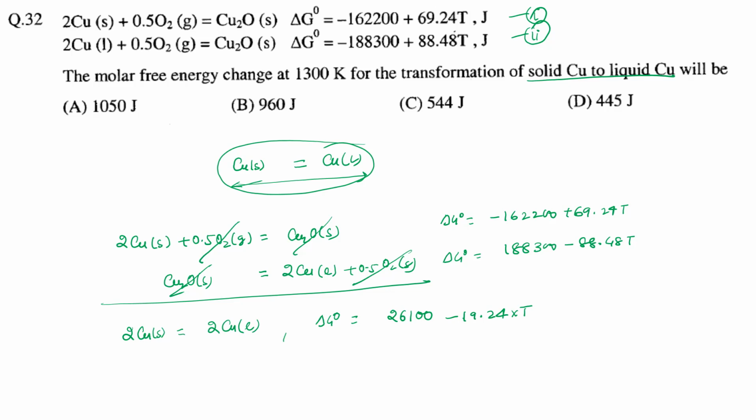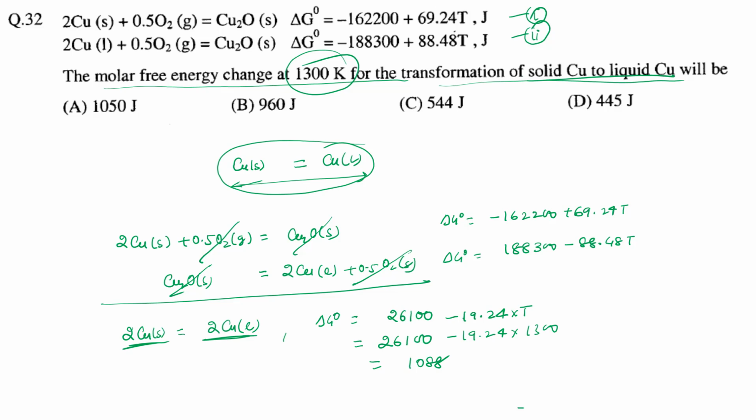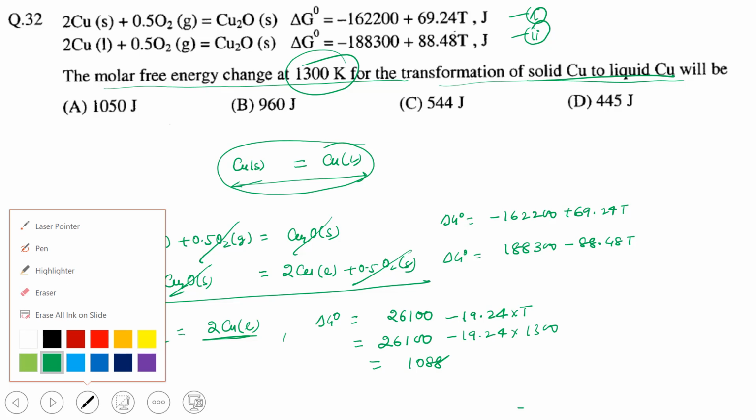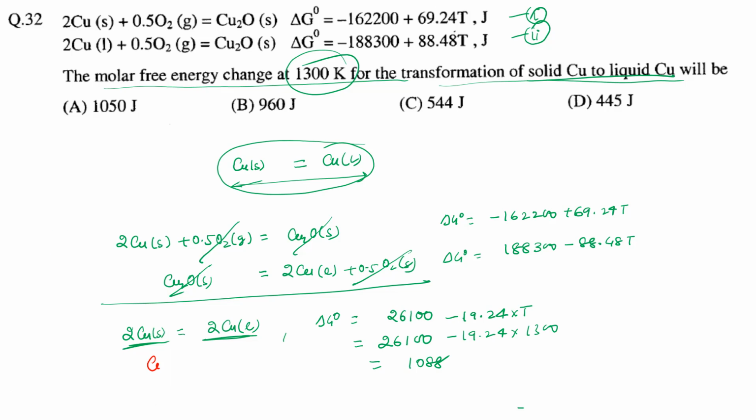What is the temperature? Here it is given, it is 1300 Kelvin. So let us find this delta G naught. 26100 minus 19.24 into 1300, so it is 1088. But here you see, the molar free energy change is for the transformation of solid copper to liquid copper. So here is also transformation, but it is of 2 moles. So why can't we just convert this 2 moles into a single mole and write the answer? So it will be copper solid equal to copper liquid.